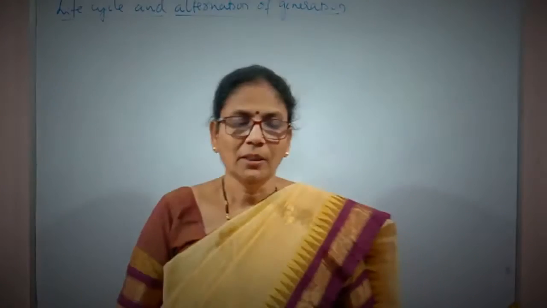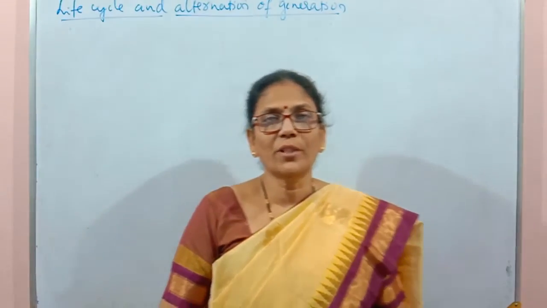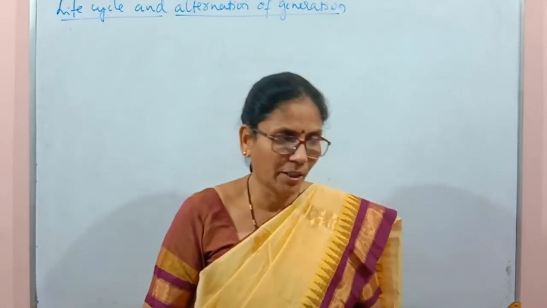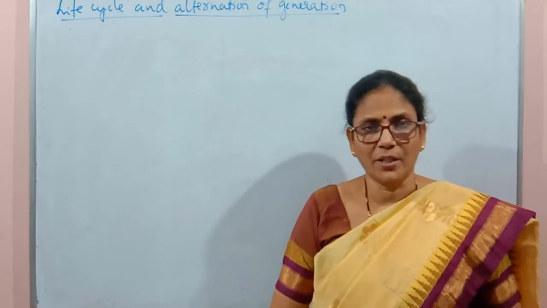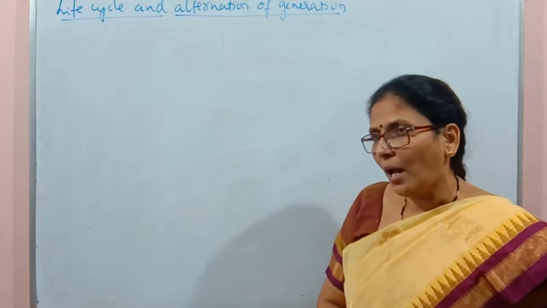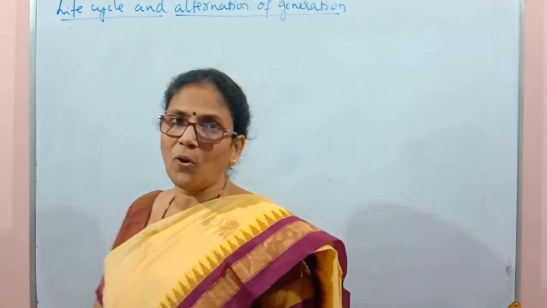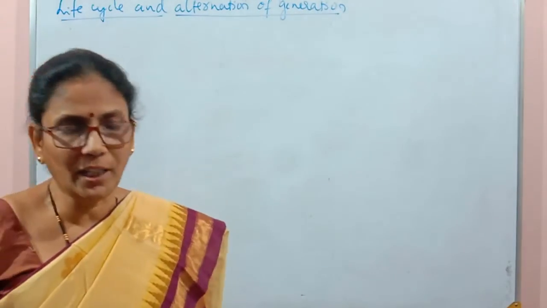Hello students, in today's class we are going to discuss the last part of plant kingdom, that is life cycles and alternation of generation. So in plants, both haploid and diploid cells divide mitotically.